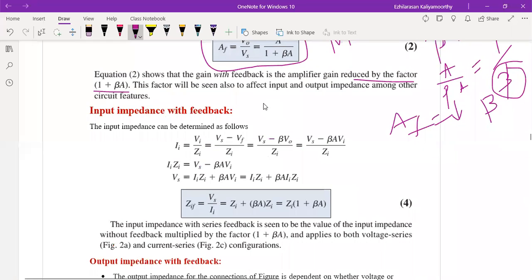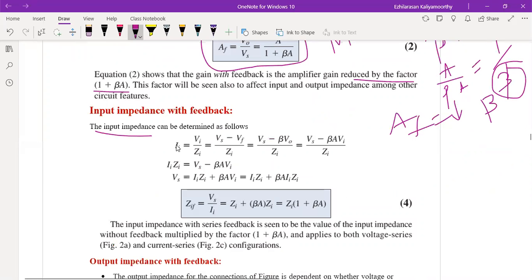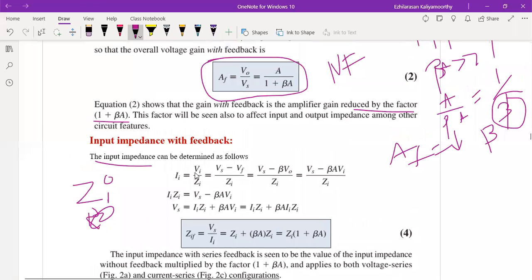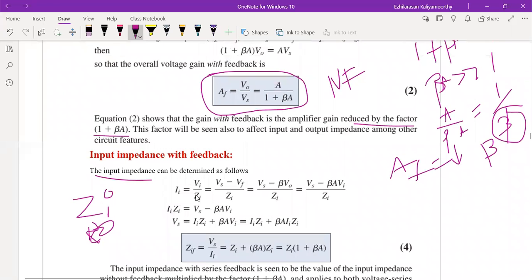Now, what is the input impedance of the feedback? We need to find out the input impedance. In this diagram, the input impedance will be II is equal to VI by ZI. The input impedance is denoted as ZI, and it is equivalent to a resistance. We know VI is nothing but Vs minus Vf, from the previous diagram.